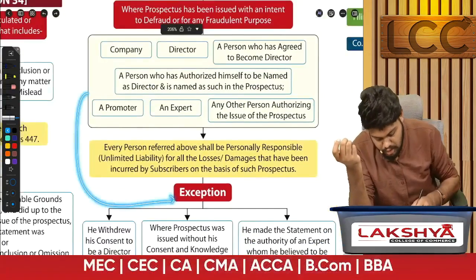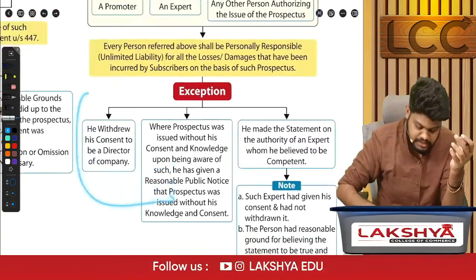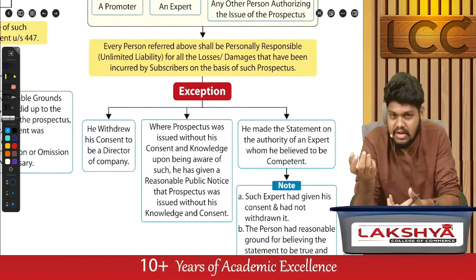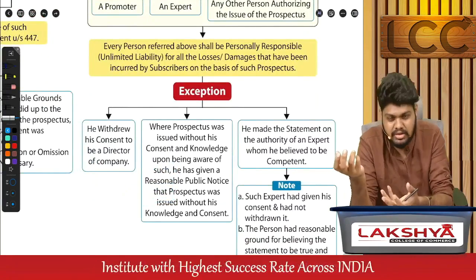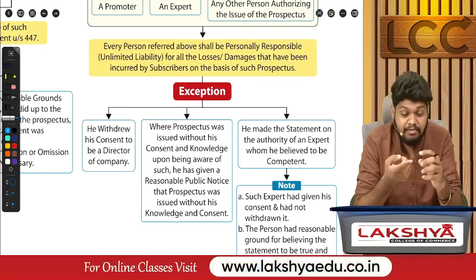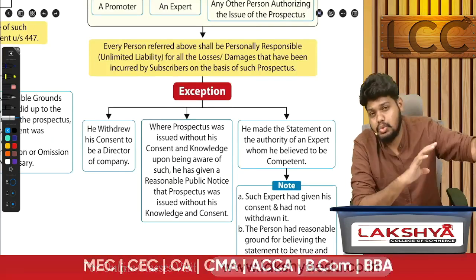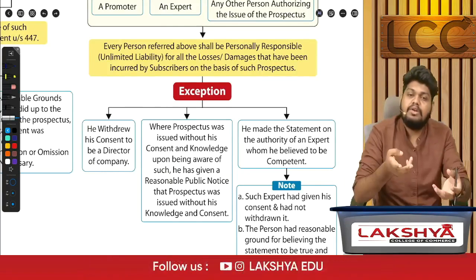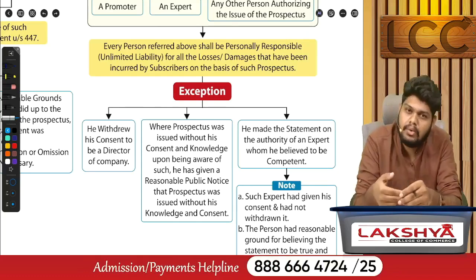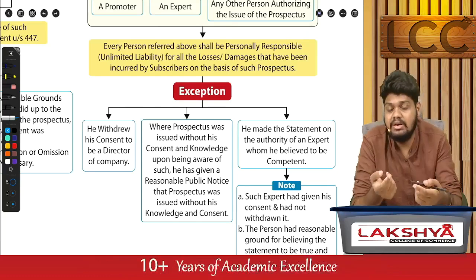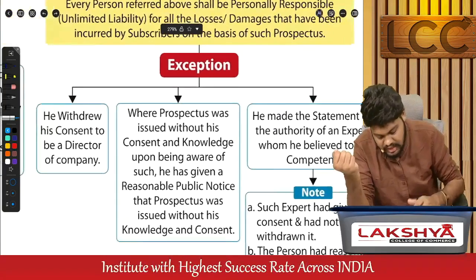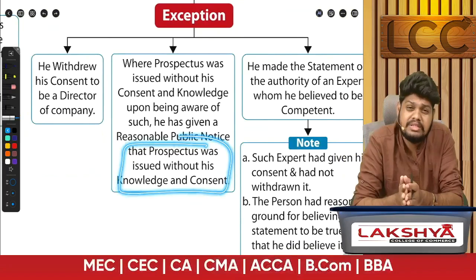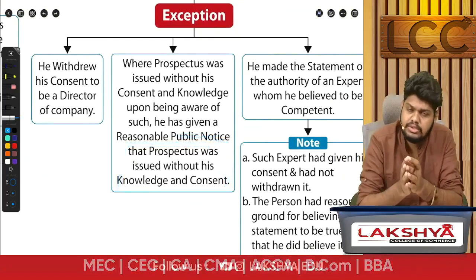These people will not be held liable in the following cases. First exception, where the person has withdrawn his consent to act as a director. He's no more a director, he's no more a proposed director. He's not liable. Second case, where the prospectus was issued without his consent or knowledge, and after knowing this, he has given a public announcement stating that the prospectus was issued without his consent or knowledge. Hence, he is not liable.